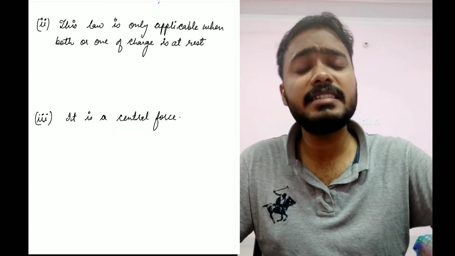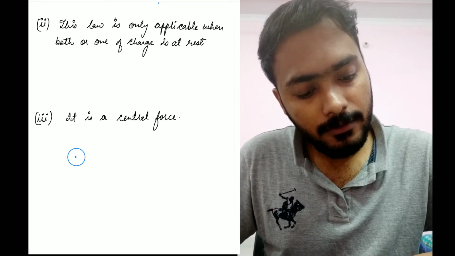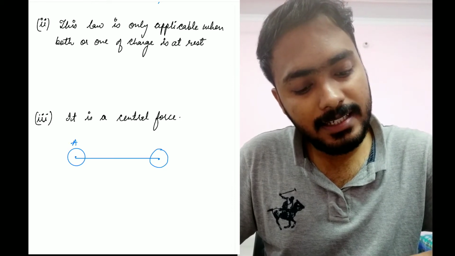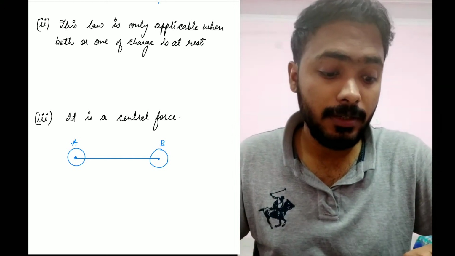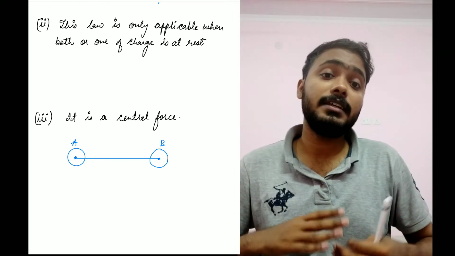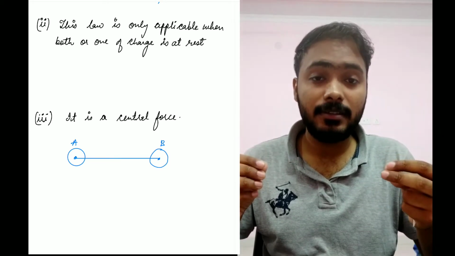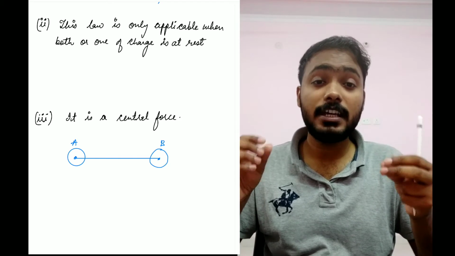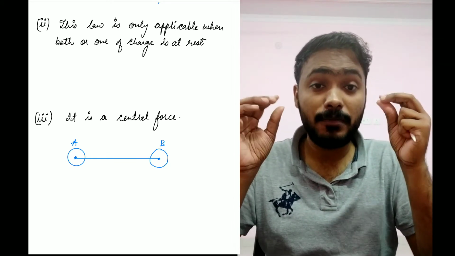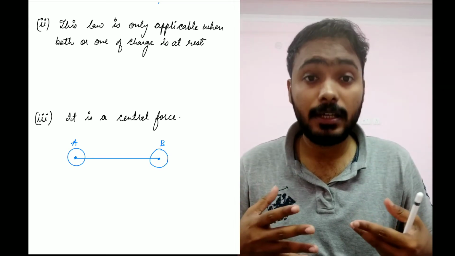The third is that it is a central force. Now what do we mean by central force? Let's say I have one body A and another body B. The force of interaction will be along the line from the center of one body to the center of the other. It is understandable that since both the charges must be point-like, the force of interaction will be central in nature, because we're talking about point charges from one center to another center. That is the line of force. I hope you can visualize. Yes or no, right? So these are the three conditions. If these three conditions are followed, then we can apply Coulomb's law, right?